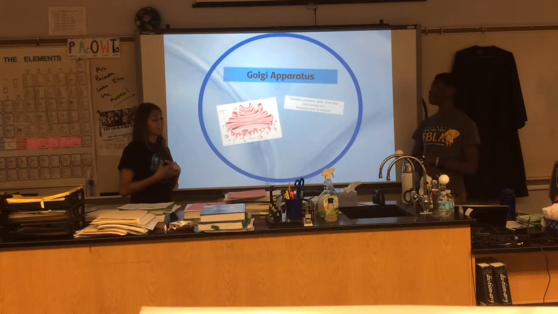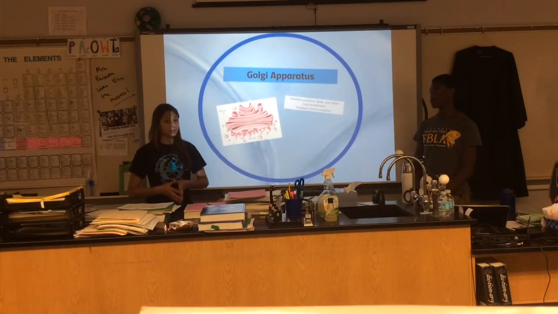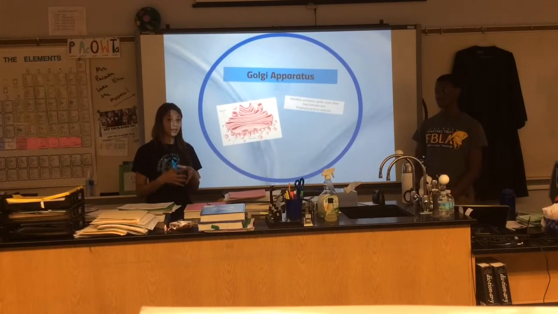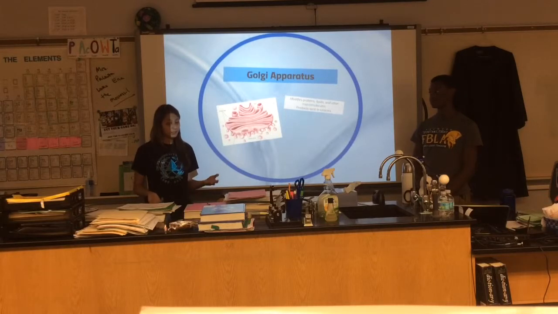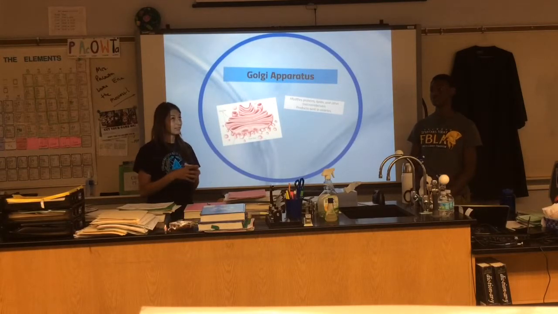Now you have the Golgi apparatus. This modifies proteins, lipids, and other macromolecules. Products are sent in vesicles. Now vesicles do something called endocytosis and exocytosis. Endocytosis is where it brings things into the cell. Exocytosis is where it brings things out of the cell.